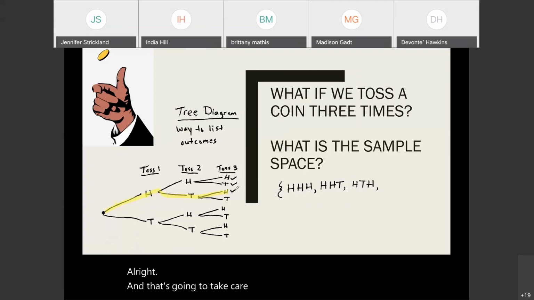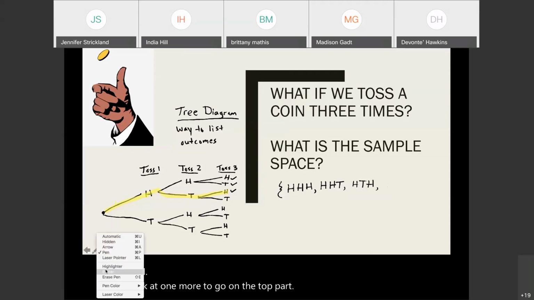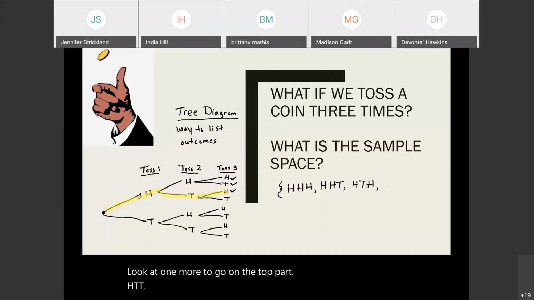All right, what's next? THH. Almost. We've got one more to go on the top part. HTT, HTT, right? So that takes care of that one. And then we're going to move down into the second part.